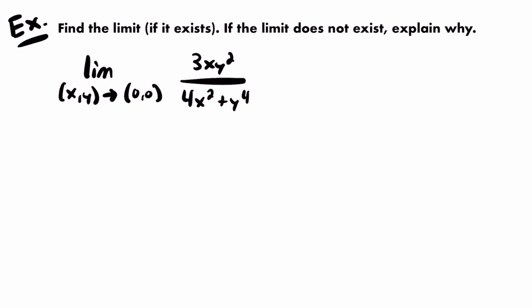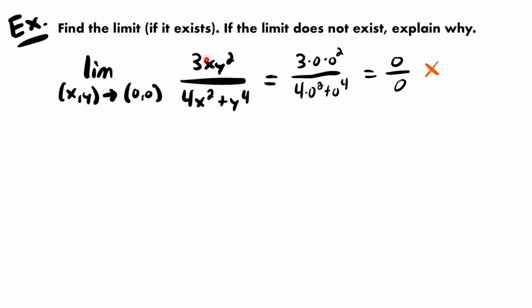Okay, so just like with our other examples, let's begin by first trying to plug in 0 and 0 for x and y. We want to plug in the values that they are approaching into the function. And so let's see what we get. We'll have 3 times 0 squared divided by 4 times 0 squared plus 0 to the power of 4. In the numerator, you're just going to get 0, and then in the denominator, 4 times 0 is 0, plus 0 is 0, so we get 0 divided by 0. That is an indeterminate form.